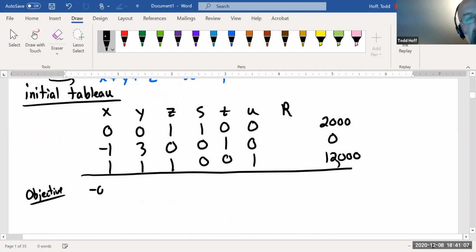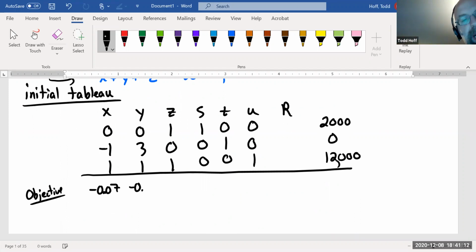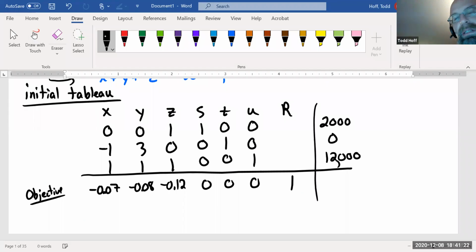So it's going to be a negative 0.07 is the coefficient for X. Negative 0.08 is the coefficient for Y. Negative 0.12 is the coefficient for Z. There is no S, T, or U, and there is an R, and that equals 0. Now, there was no R in any of these constraints, so we put zeros in for those as well.